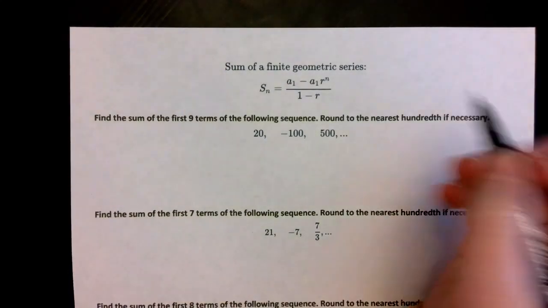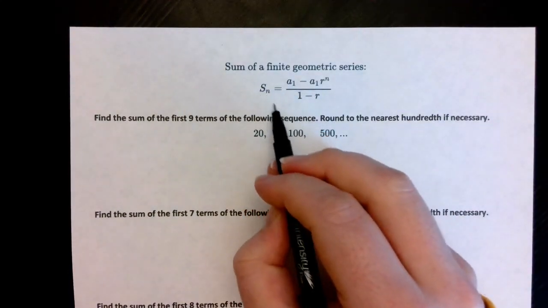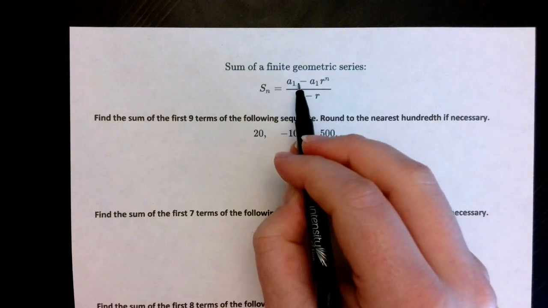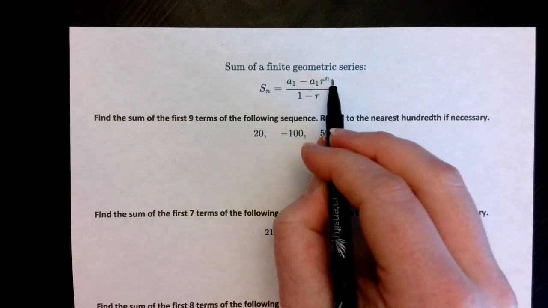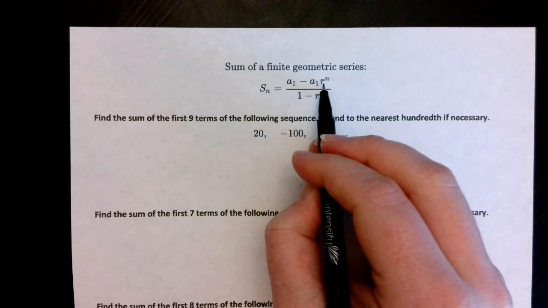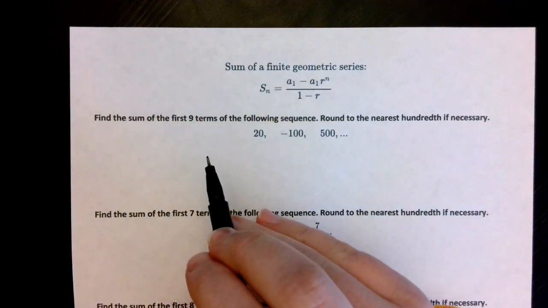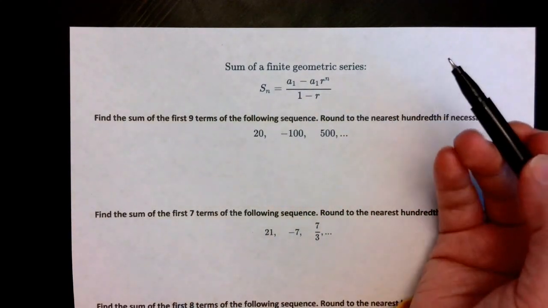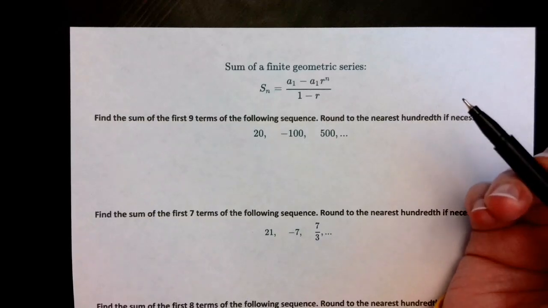Okay, so S of n, you know from last week, is just sum. A1 is your first term. N is the number of terms. R is your rate. If you finished the first section with sequences, the rate is just what you multiply each number by to get to the next one.